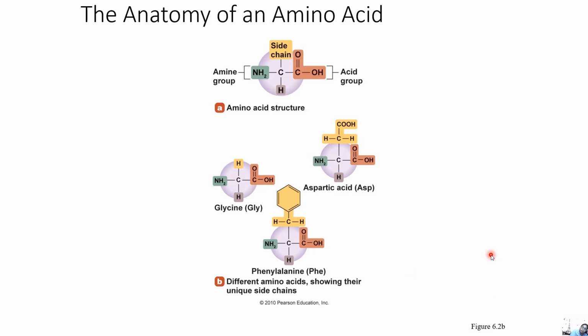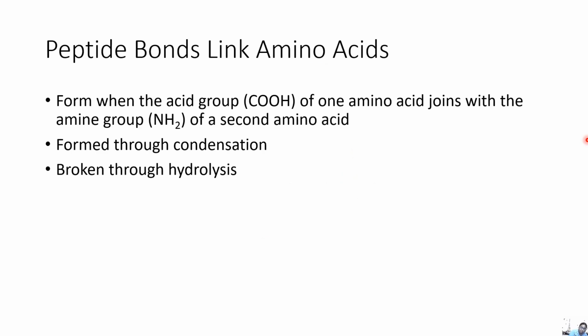Okay. So this is the anatomy of an amino acid. This is the amino structure. We have the amine group, the acid group, and a side chain. Different amino acids will differ in their properties because they have different and unique side chains.